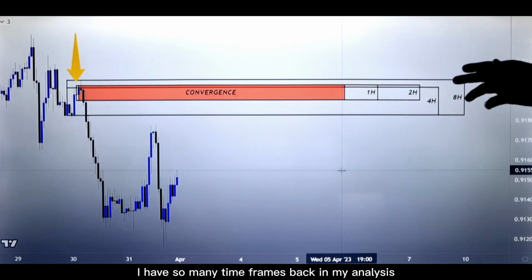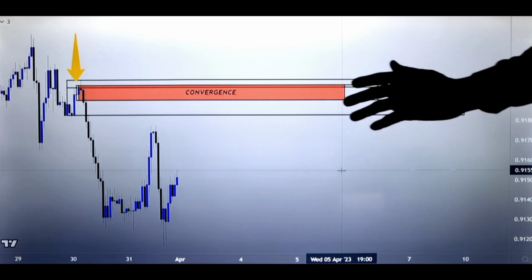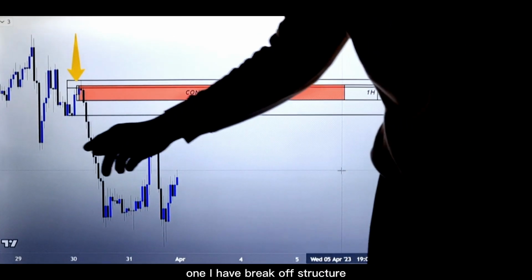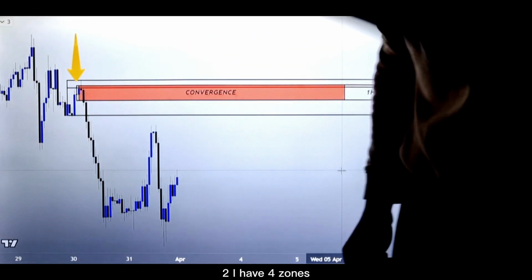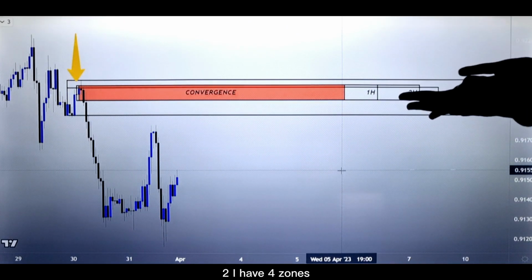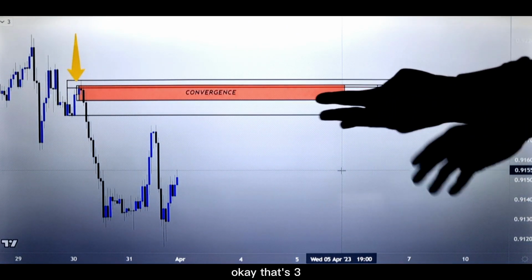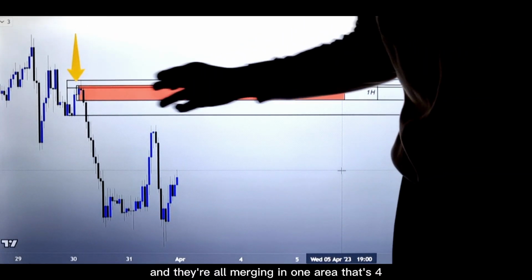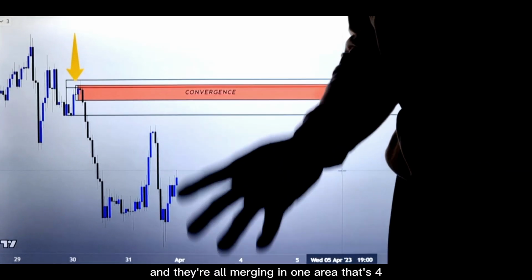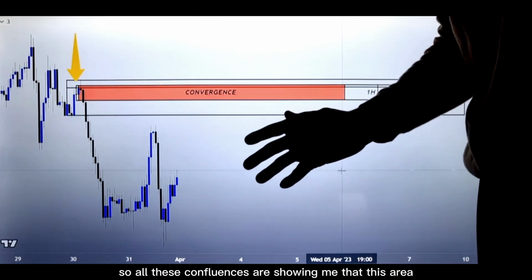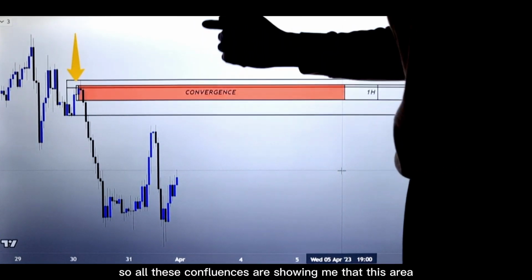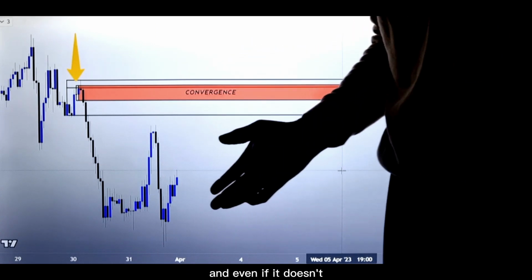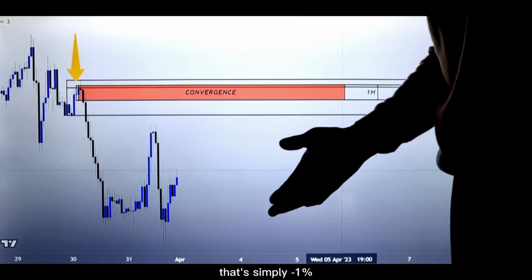I have so many confluences in my analysis. I have a strong impulsive move to the downside, 1. I have break of structure, 2. I have 4 zones, okay, that's 3. And they're all merging in one area, that's 4. So all these confluences are showing me that this area is most likely going to hold. And even if it doesn't, that's simply minus 1%.